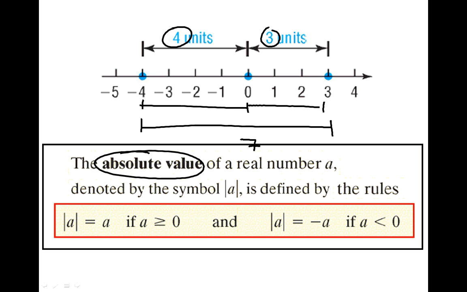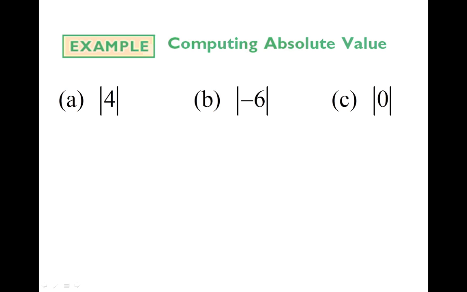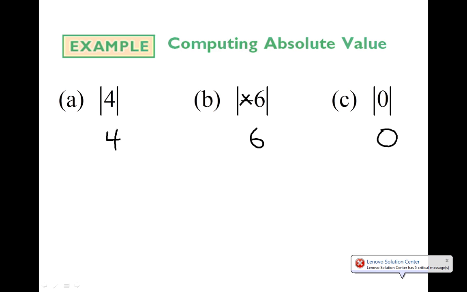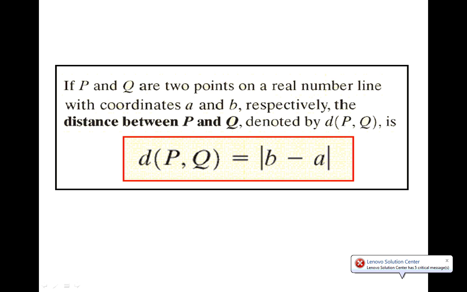So all these answers are going to be positive if we're just talking about distance. Absolute value means give me the positive value. So let's compute some absolute values. The absolute value of 4, make it positive. It's already positive, so it's 4. -6, let's make it positive. So it's 6. We get rid of the negative. And 0 means that there is 0 distance between me and something, so the absolute value is still 0. That won't change.